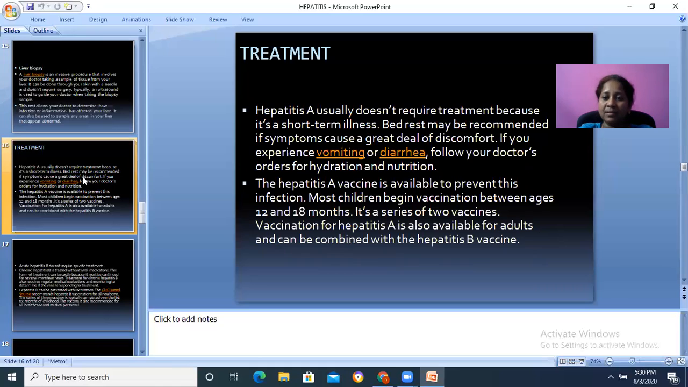Hepatitis A vaccine is available to prevent this infection. Most children begin vaccination between the ages of 12 months to 18 months. It is a series of two vaccines. Vaccination for hepatitis A is also available for adults and can be combined with the hepatitis B vaccine.